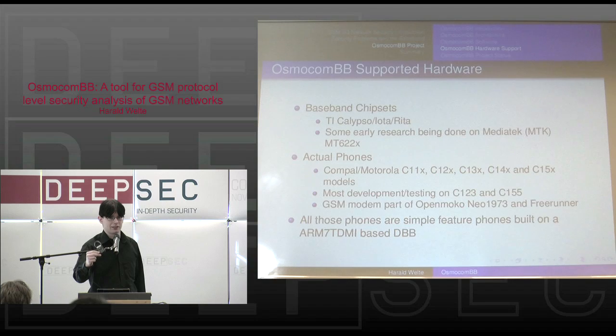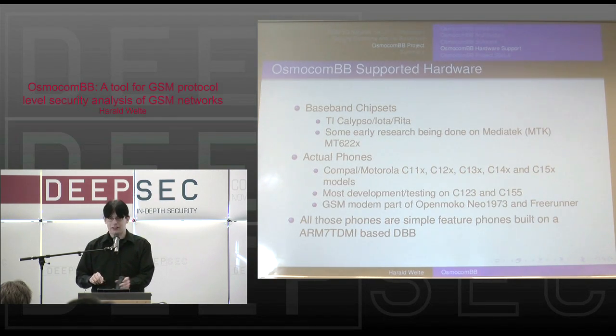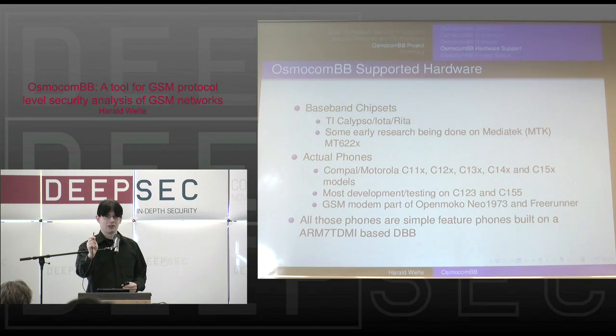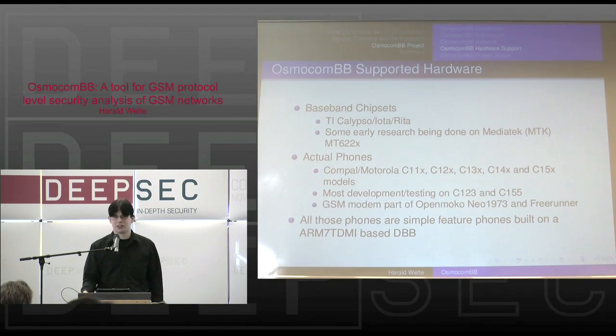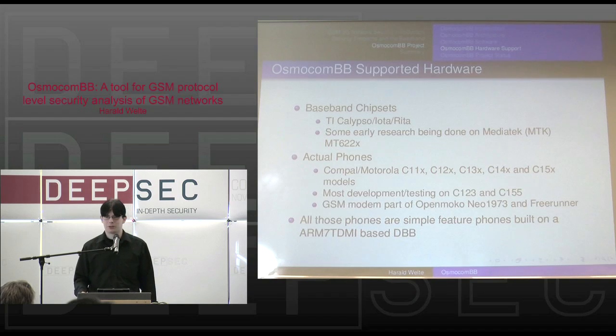The C155 looks like this. It's a very, very small, low-end phone. It doesn't even have any USB or serial connection. It just has an earphone jack, and we actually download the software through the earphone jack, since that's not only an analog audio interface, but also has a multiplexed serial port on it.